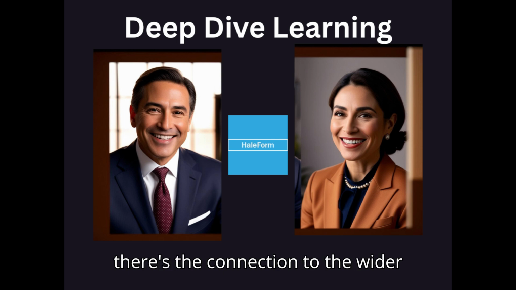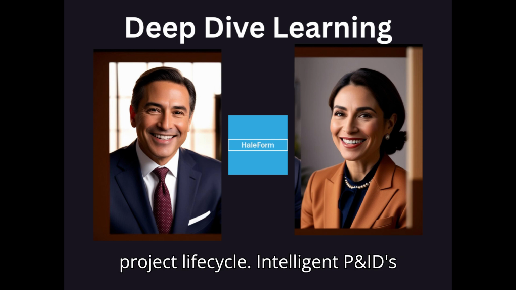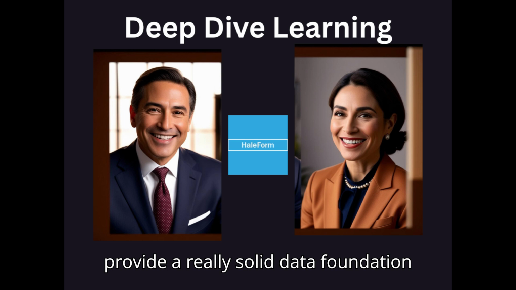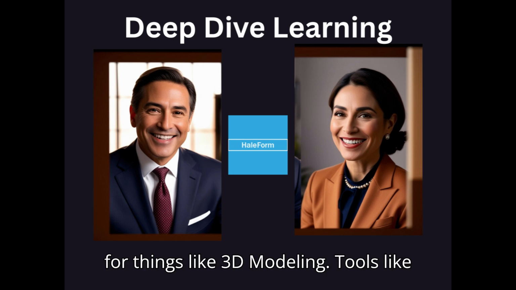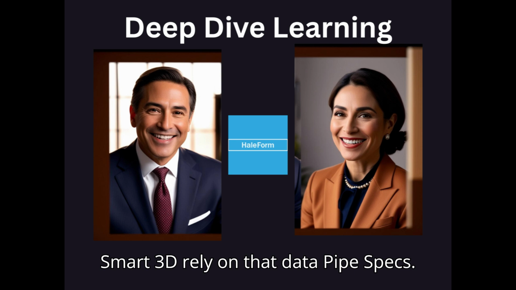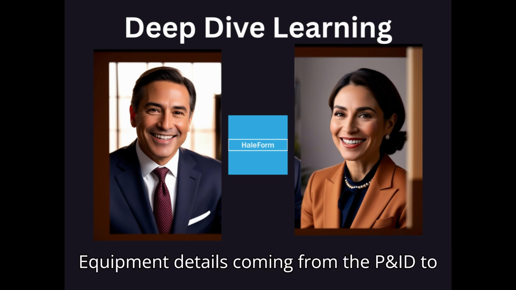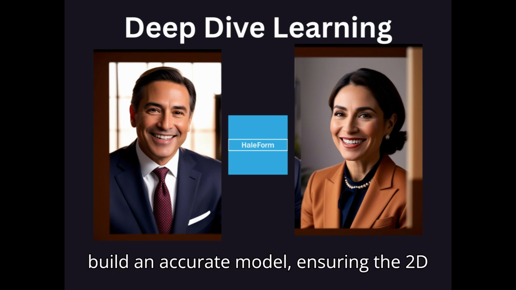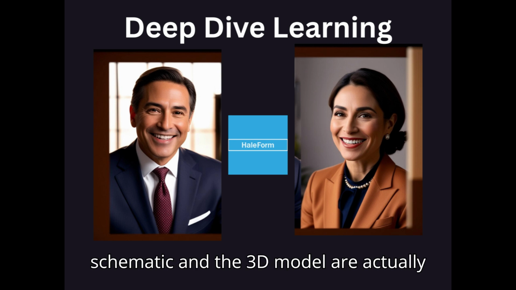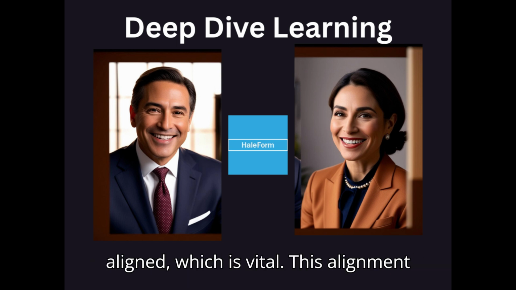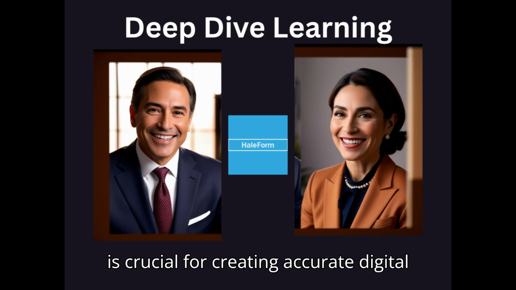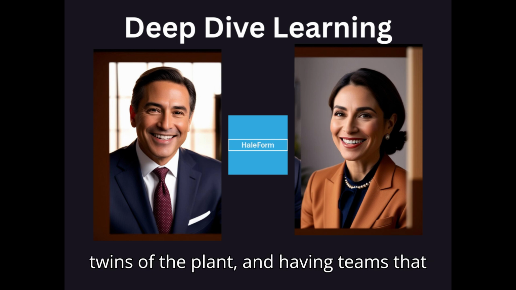Right. And then there's the connection to the wider project lifecycle. Intelligent P&IDs provide a really solid data foundation for things like 3D modeling. Tools like Smart 3D rely on that data, pipe specs, equipment details coming from the P&ID, to build an accurate model, ensuring the 2D schematic and the 3D model are actually aligned, which is vital. This alignment is crucial for creating accurate digital twins of the plant.